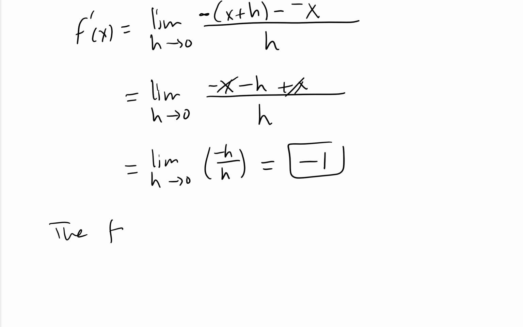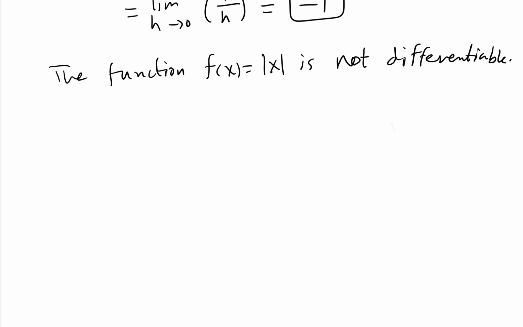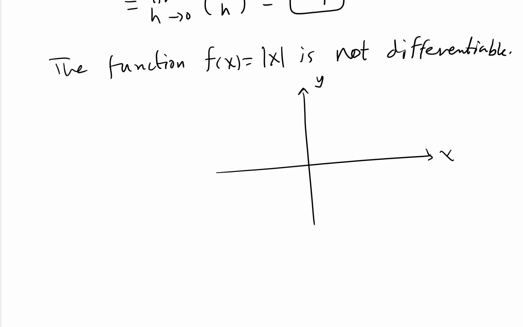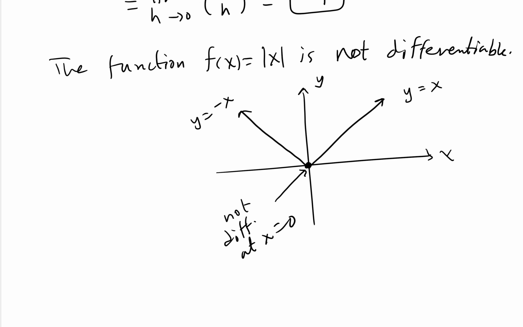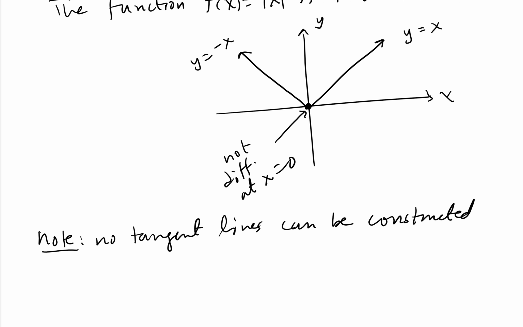So we say the function f of x equals absolute value of x is not differentiable. Graphically, if we graph it, it goes this way, this way. This part of it is the plus x, this part is the negative x. So the function is not differentiable at x equals 0. Notice, as a note, no tangent lines can be constructed at x equals 0.